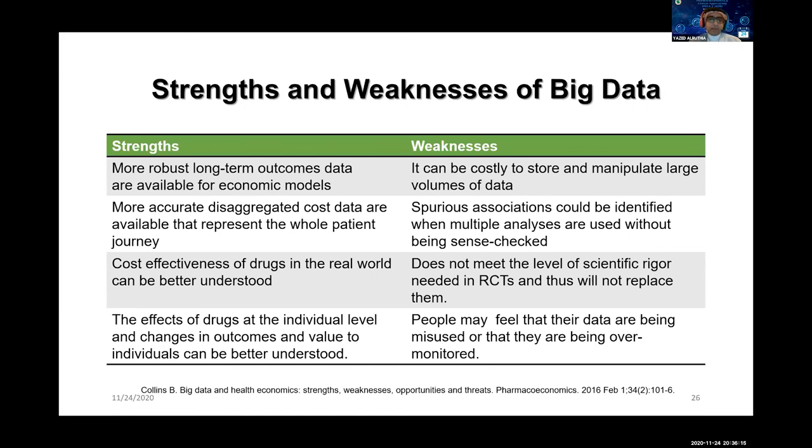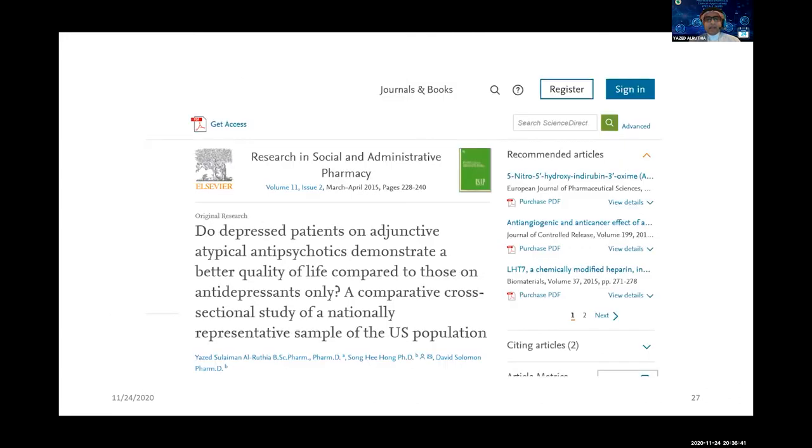There are some strengths and weaknesses of big data. The strength is more robust, long-term outcomes data are available for economic models. However, it can be costly to store and manipulate, especially if we don't have the experts to set up the system or these databases. The cost effectiveness of drugs in the real world can be done. However, it sometimes does not meet the level of scientific rigor like the RCT in certain instances.